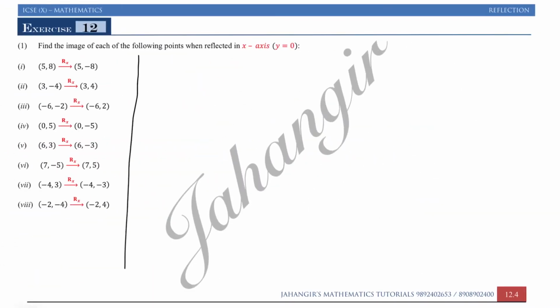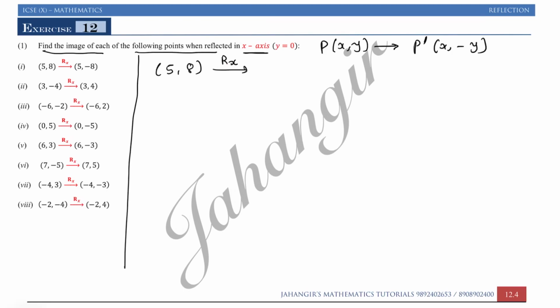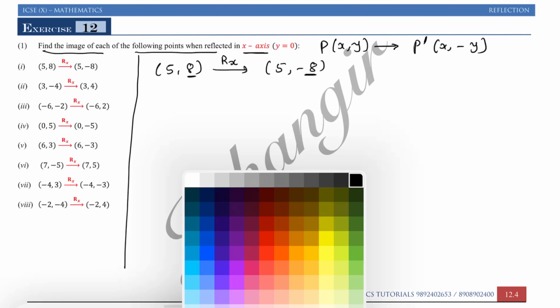See, first question, find the image of each of the following point when reflection in x-axis. We know reflection in x-axis क्या होता है? Any point p x comma y when reflected in x-axis, its y coordinate will change sign. Y coordinate की sign will remain opposite. तो first point है 5,8. Write it in your notebook. In reflected in x-axis, it will become 5, -8. See, x coordinate is same, y coordinate की sign change हो गई.